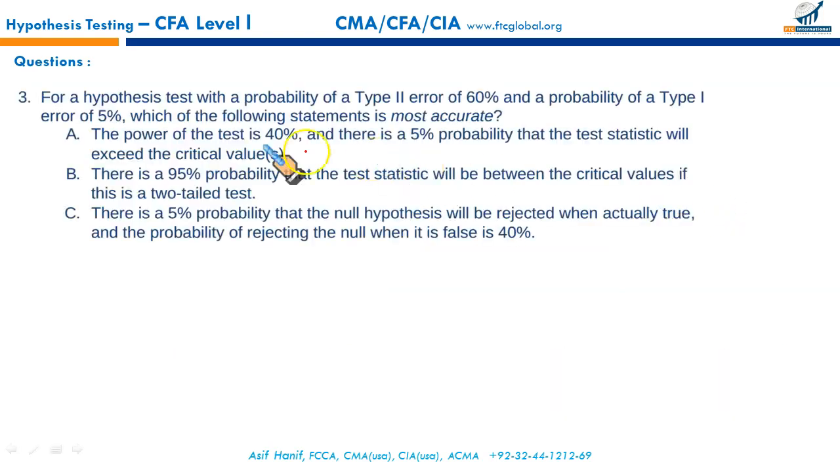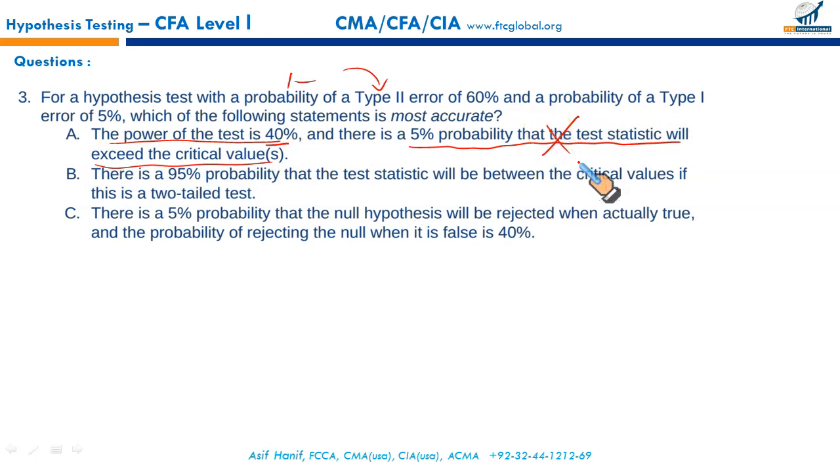Next, for a hypothesis test with a probability of type 2 error of 60% and a probability of type 1 error of 5%, which of the following statements is most accurate? The power of the test is 40%. Power of the test is 1 minus the probability of type 2 error. 1 minus 60% is 40%. So this part is correct. But look at the remaining part of the option: and there is a 5% probability that the test statistic will exceed the critical values. This is not always true.